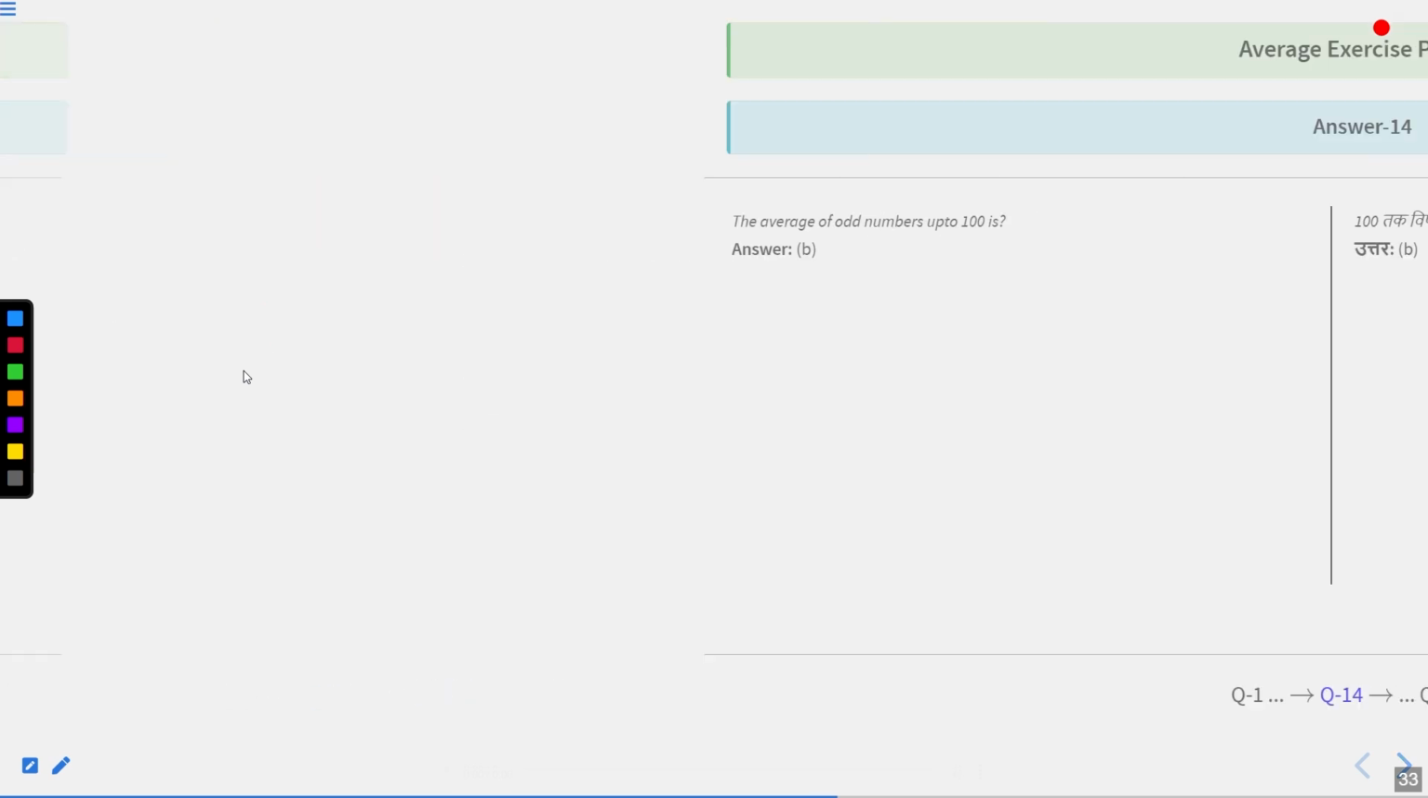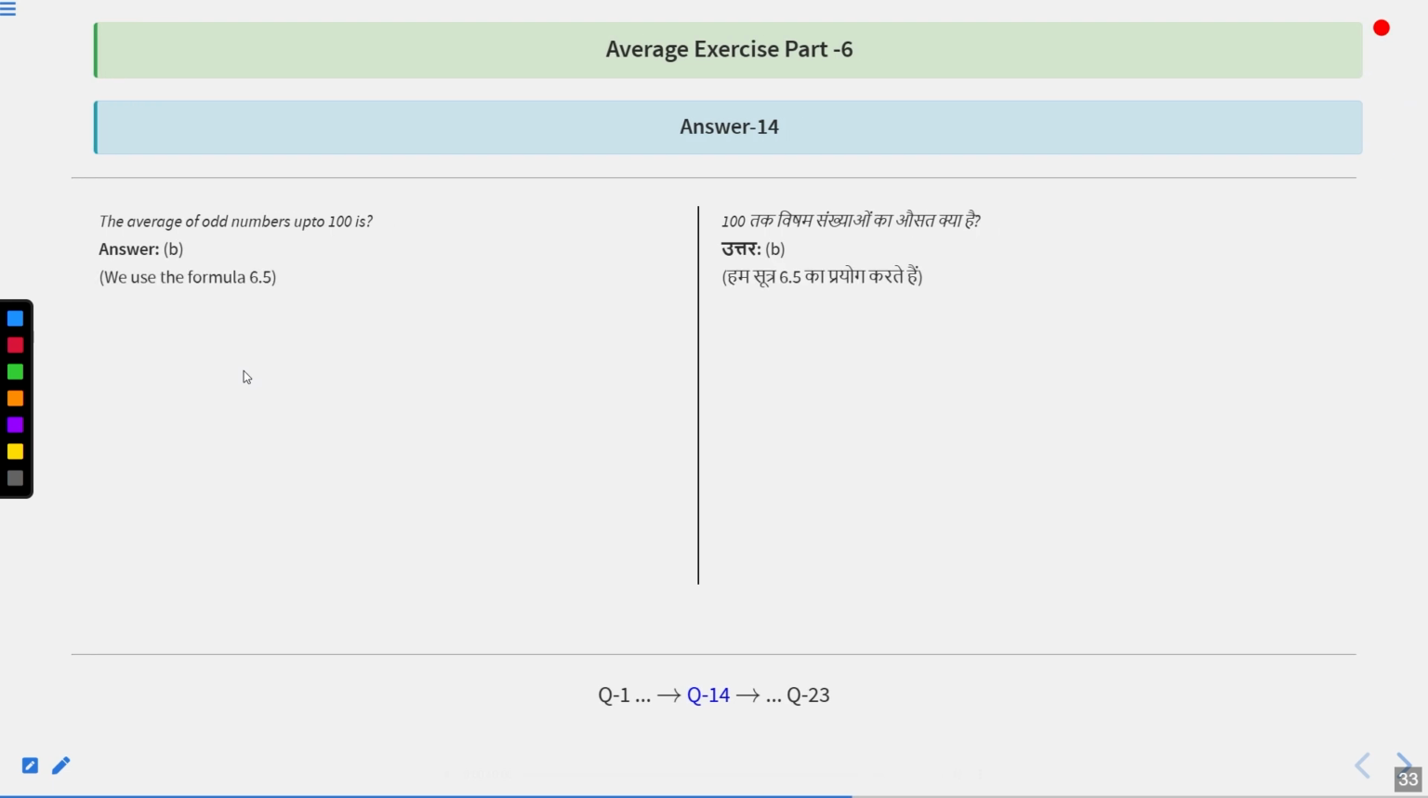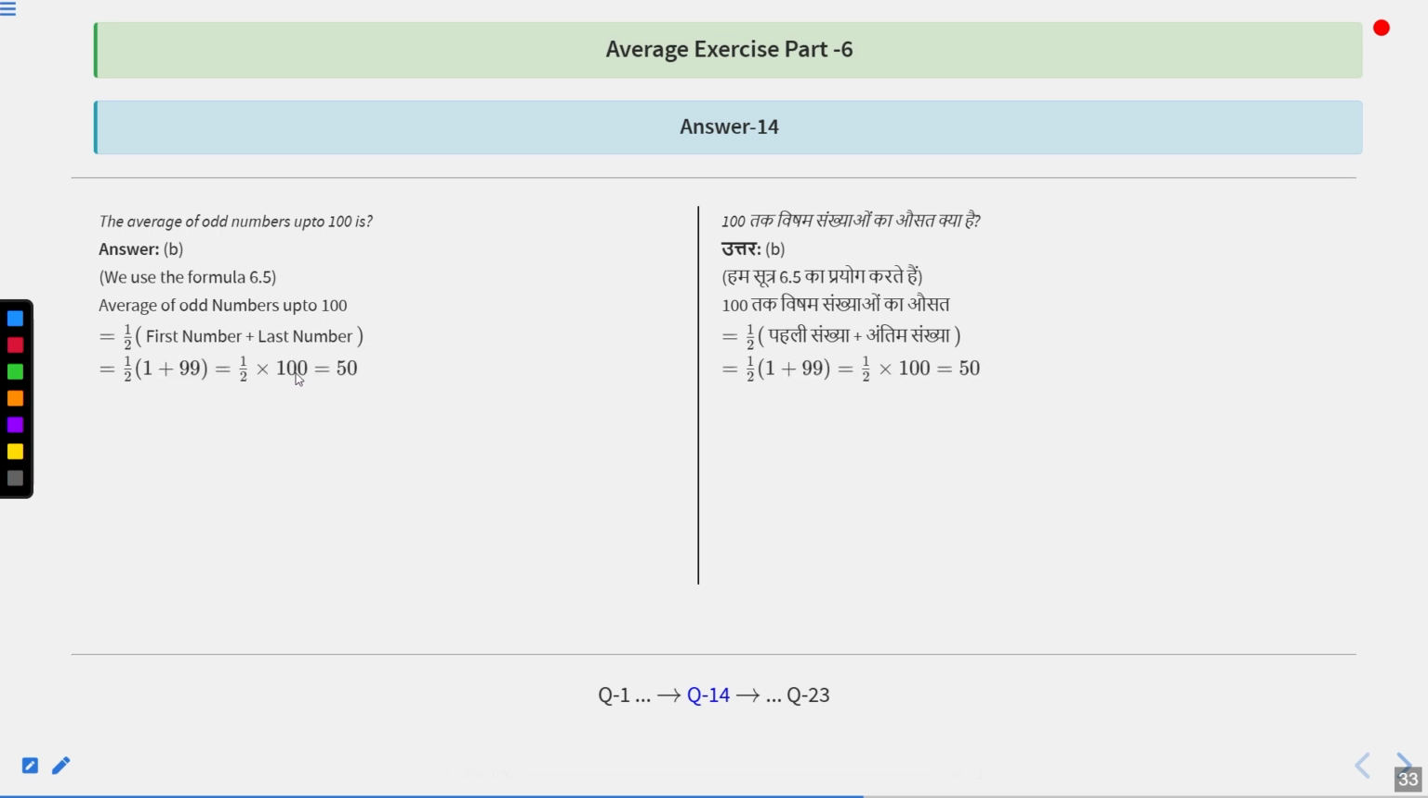Now time's up. Let's see the solution. Now we use formula 6.5. The average of odd numbers up to 100 will become 1 by 2 times the first number plus the last number. So the first number is 1, the last number is 99. You calculate it, and you get the average of the odd numbers between 1 to 100 is 50. Clear?